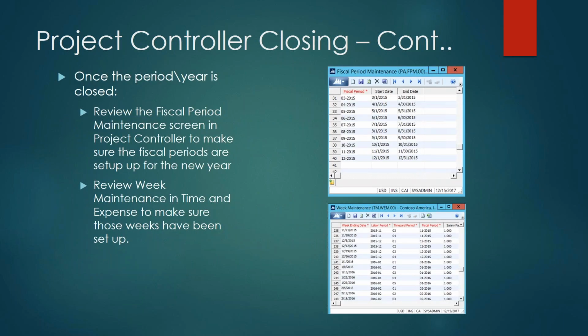Okay, so once the period in the year has been closed, you should go into the fiscal period maintenance screen that's located in Project Controller and make sure the periods have been set up. Also go into time and expense, the week maintenance screen, and make sure your weeks have been set up there as well.